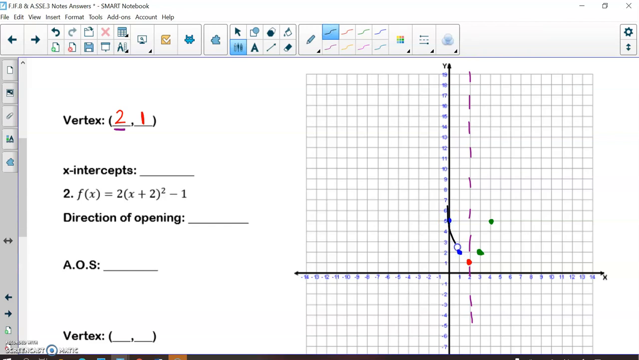And this is what your parabola looks like. Make sure you label this. This is number 1 on my graph because we're going to graph all of these on here.